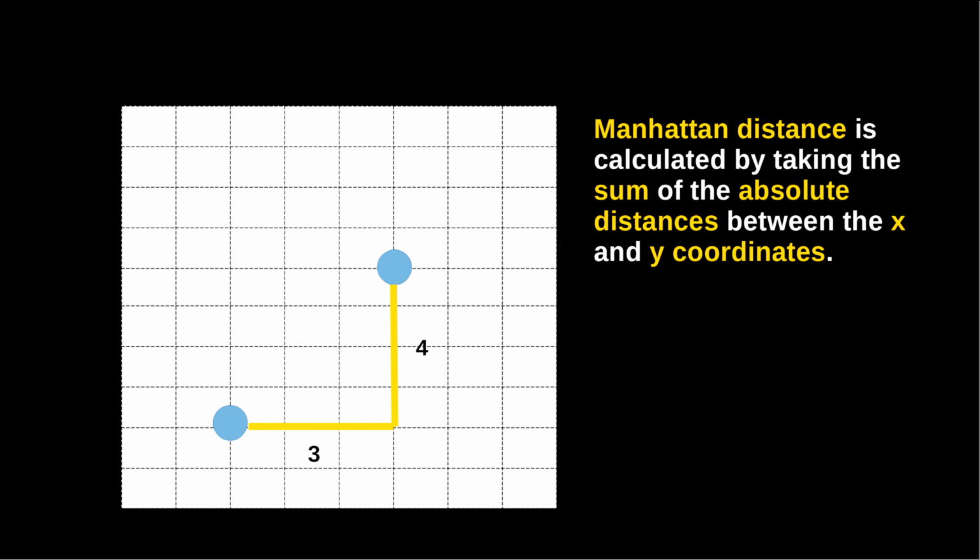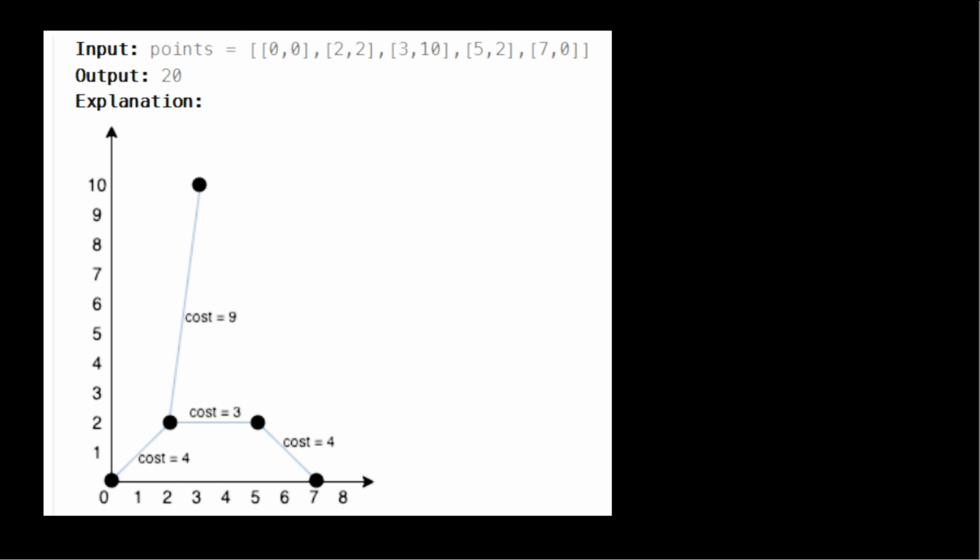Now, a note on Manhattan distance. The Manhattan distance between 2 points is calculated by taking the sum of the absolute differences between the x and y coordinates. In this example, between these 2 points, the Manhattan distance is 3 plus 4, so it is 7 in this case. Now going back to the problem, our job is to find the minimum Manhattan distance to connect all the points.